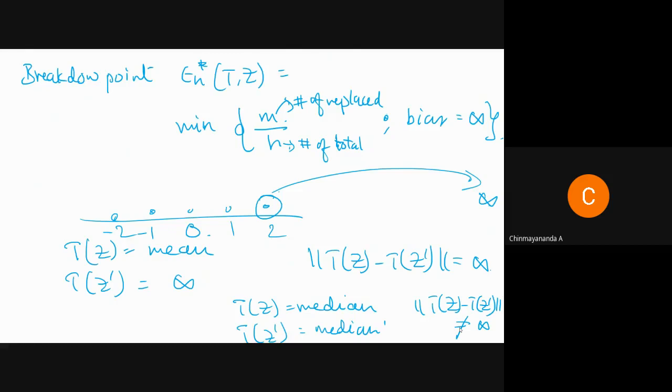Four simple points that have to be taken into account. So now, just going ahead with this example, if you try to calculate the breakdown point of, let's say, the mean estimator, what is the breakdown point? It is m equal to 1, because even if I make one point infinity or minus infinity, the estimate will become infinity. So for me, this epsilon n star is 1 by n.